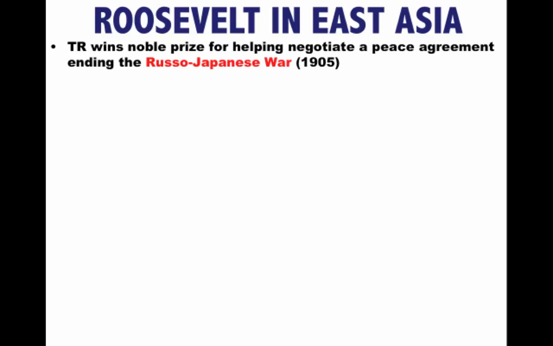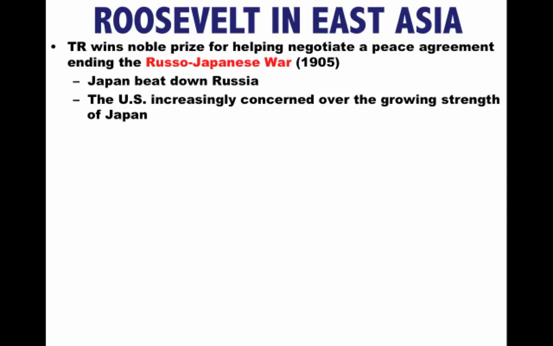And then finally, Roosevelt in East Asia you should know about. Roosevelt wins the Nobel Prize for helping negotiate a peace agreement ending the Russo-Japanese War. Japan basically beats down Russia, and the U.S. is increasingly concerned over the growing strength of Japan in Asia, so they want that war to end.